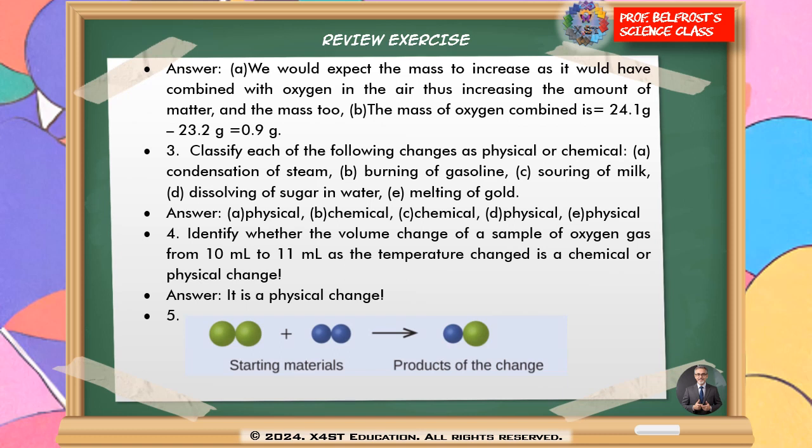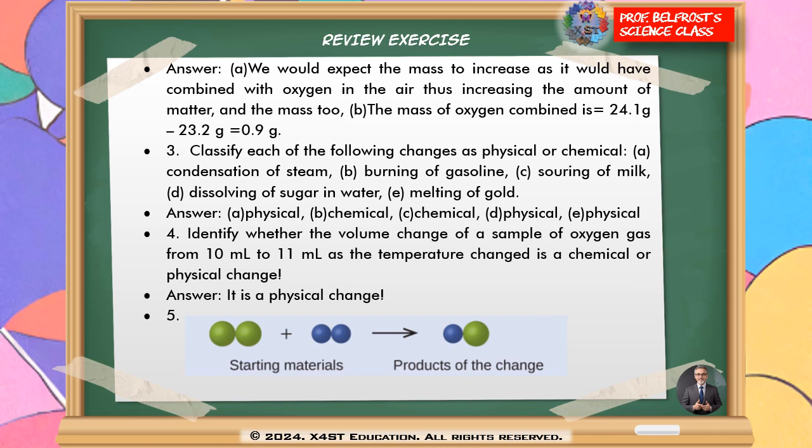So here's the solution. For A, we expect the mass to increase, because the iron has combined with oxygen in the air, thus increasing the amount of matter in the mass. For B, the mass of oxygen combined is found by subtracting the two numbers, 24.1 minus 23.2, which gives us 0.9 grams.